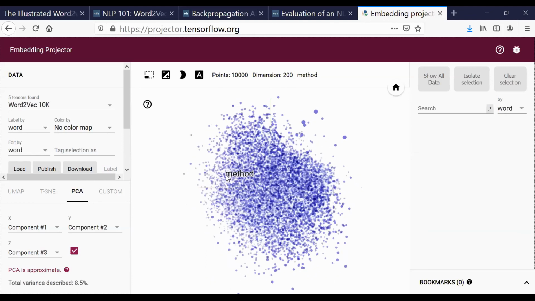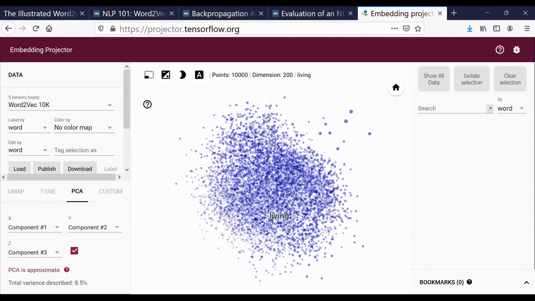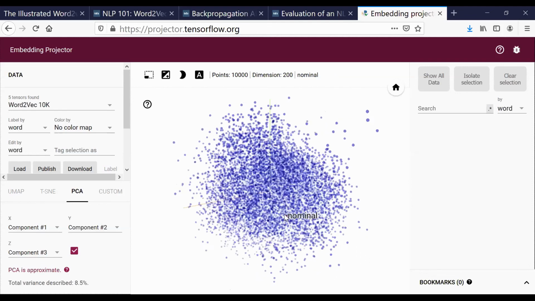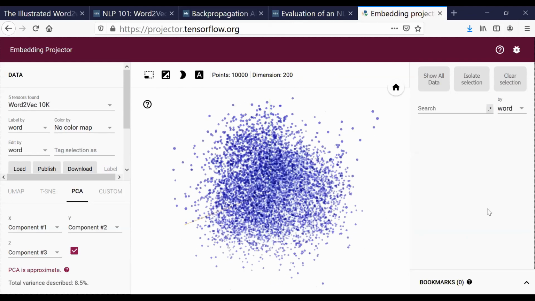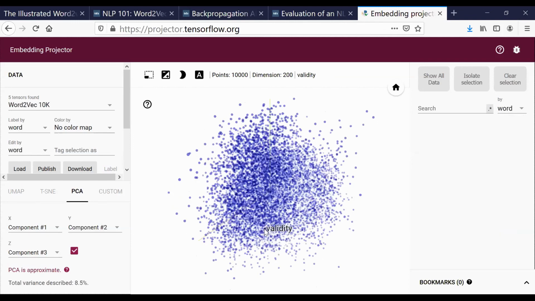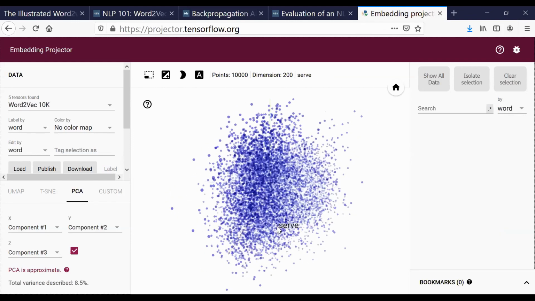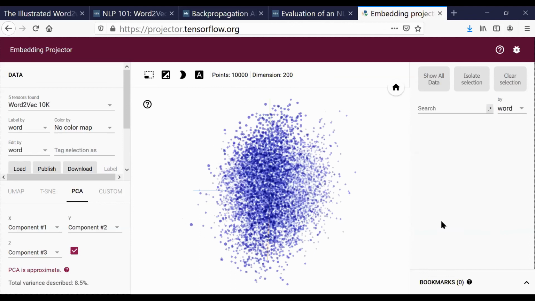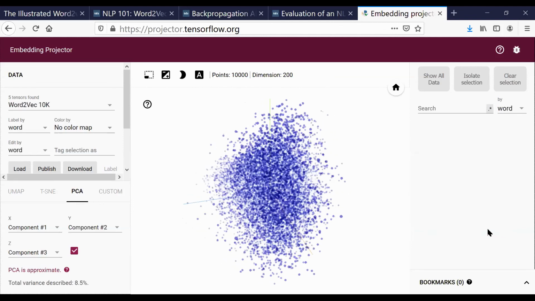Both method, tools. That's nice. Investor, feudalism. Validity, property, account. This is all accounting terms. Huh?